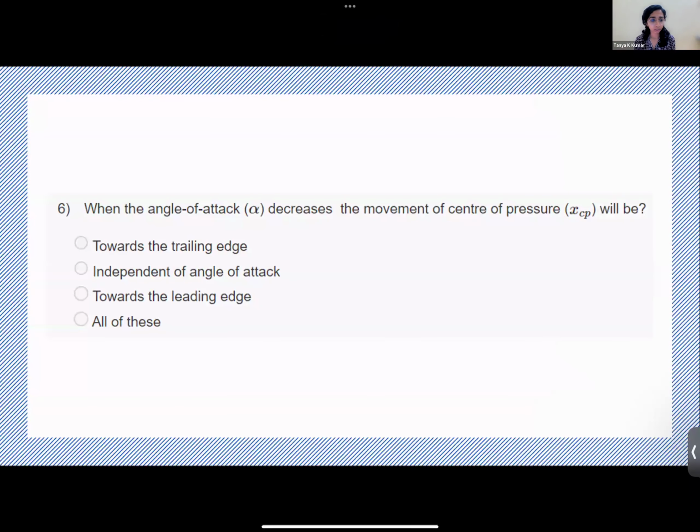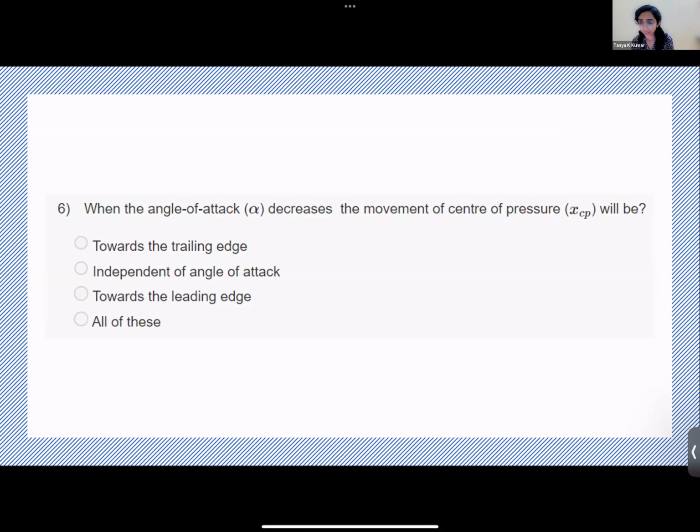When the angle of attack decreases, the movement of the center of pressure will be? I believe I had asked all of you to try getting this answer. Have you tried to solve this? Towards the leading edge. Okay. Can you try to explain that?